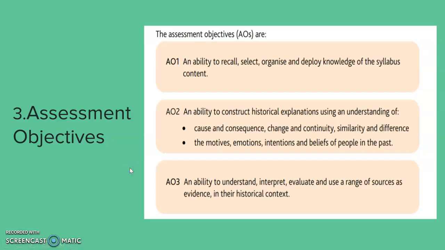So these are some of the assessment objectives. The first one is students should be able to recall, select, organize and deploy knowledge of the syllabus content. Number 2, an ability to construct historical explanations using an understanding of cause and consequence, change and continuity, similarity and differences, and motives, emotions, intentions, and beliefs of the people in the past. The last objective would be students should be able to understand, interpret, evaluate, and use a range of sources as evidence in their historical context.